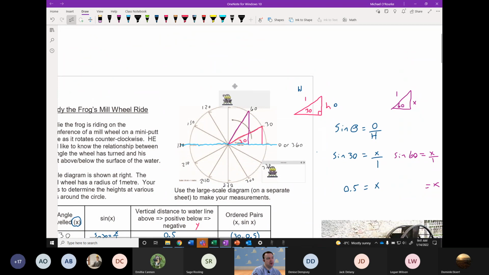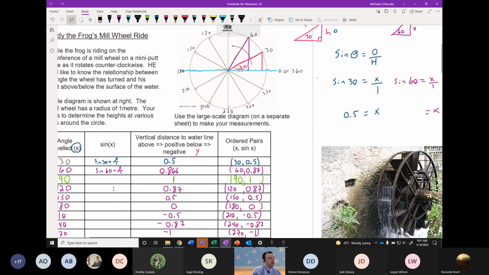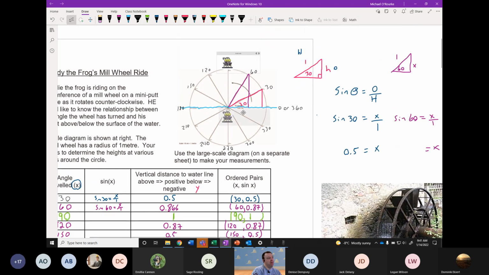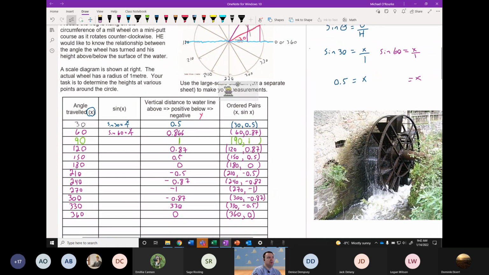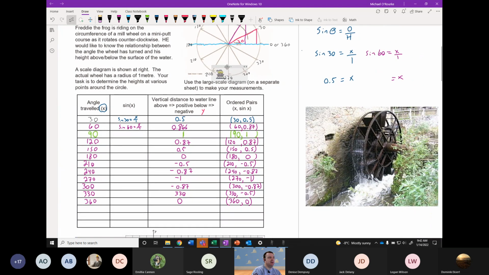So as we go, each one's going to have a partner. Like when we're at the very top, that's 1 meter above the water, which kind of makes sense here. But then we're at the very bottom at 270, we're 1 meter below. So does everyone kind of see the pattern or make sense of the heights?